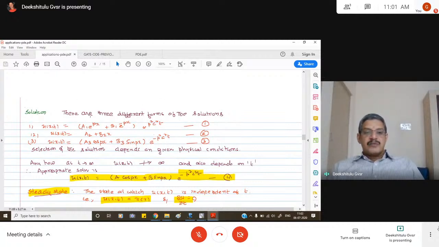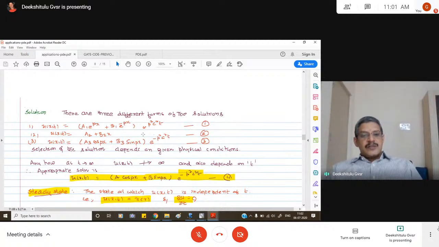So this is not the actual solution. And also U of x,t depends on t. But if you see the second equation, U of x,t = a2 + b2 x. There is no term in t, but that is not correct because the temperature of the body depends on time, not independent of time. So the second one is also not a valid solution.